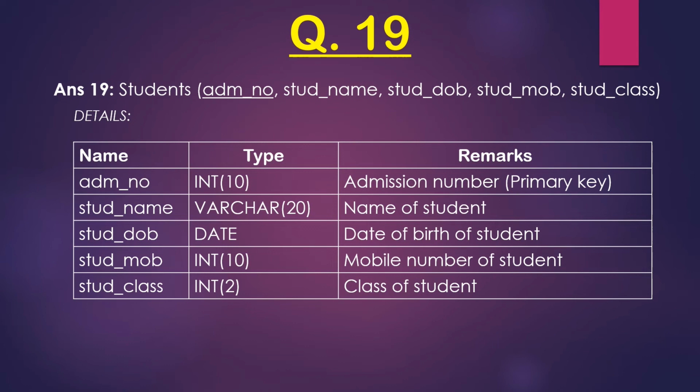In this details part, you can see that I have given the column name, data type, remarks. Remarks are not compulsory, but if you are providing them, then it is very good, because it will add to the presentation of your answer. It will look more presentable, and the teacher will get an idea that yes, this student has a clear idea about which is the primary key and what is the role of every specific column. So your answer is looking more presentable in this way. That is why you have to add remarks.